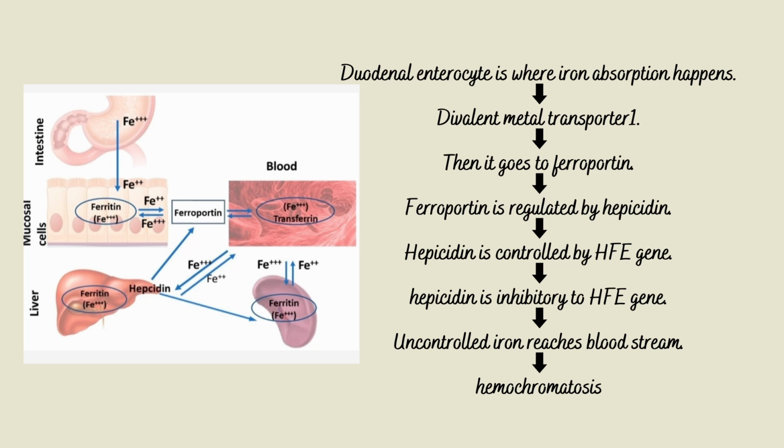You understood now how it happened? Iron enters via the duodenal enterocyte by a protein channel, that is divalent metal transporter 1. After entering inside, it goes to another channel, that is ferroportin. Then from ferroportin it goes into the serum or the blood, okay? And that ferroportin is inhibited by hepcidin. If an HFE gene defect is there, then hepcidin will be defective and there will be no inhibitory action on the ferroportin. Uncontrolled iron will go into the bloodstream, which will then accumulate in various organs causing hemochromatosis.